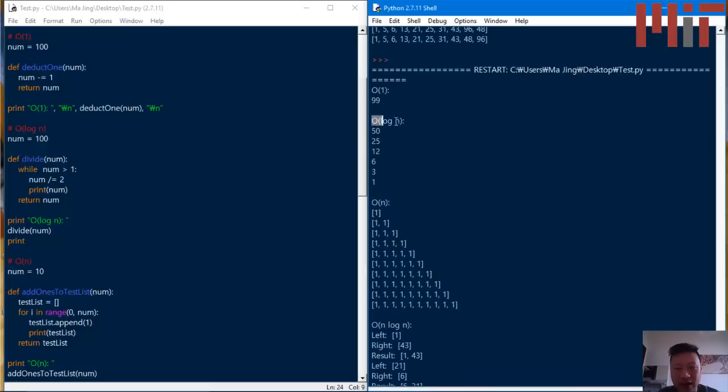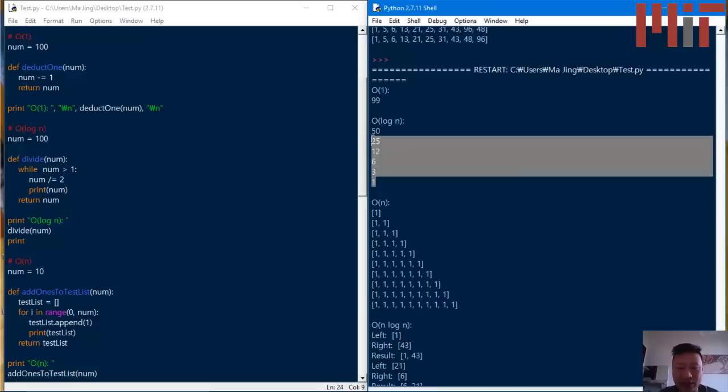Okay, so big O of log n, yeah? 100 divided by 2 is 50, divided by 2 is 25, 12, 6, 3, and again, rounded down, becomes 1. And you can see that there's 6 steps here.